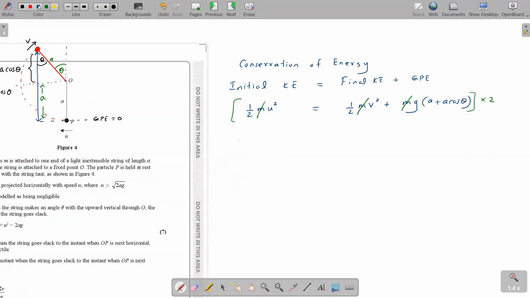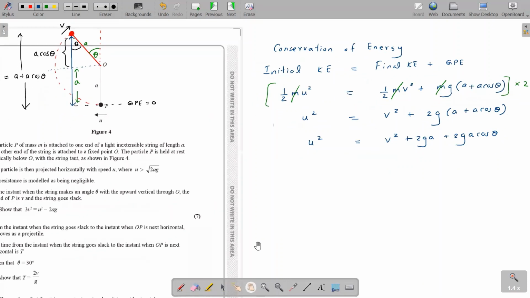So when you multiply by 2, I get here u square equal v square plus 2g times A plus A cos theta. So I get here u square equal v square plus 2ga plus 2ga cos theta. Are you with me? This is the first equation. Now, to show this, there's more to do here. So what's the next thing that we do?